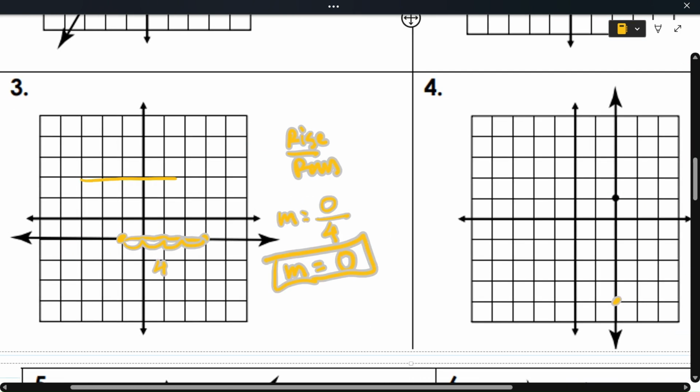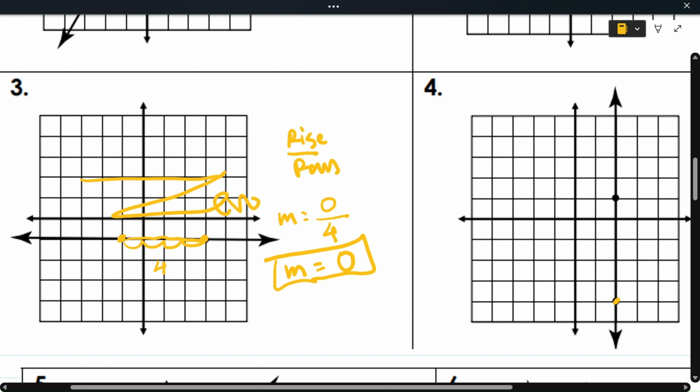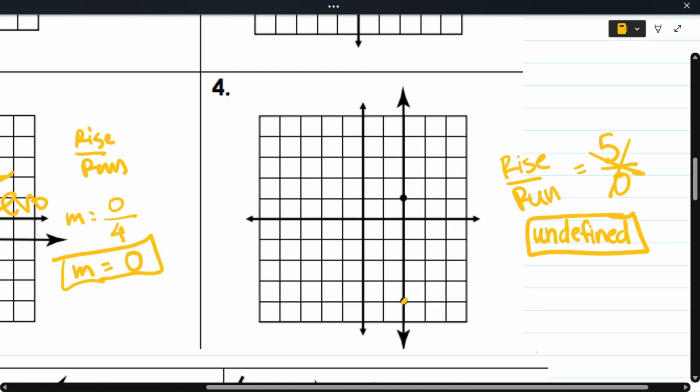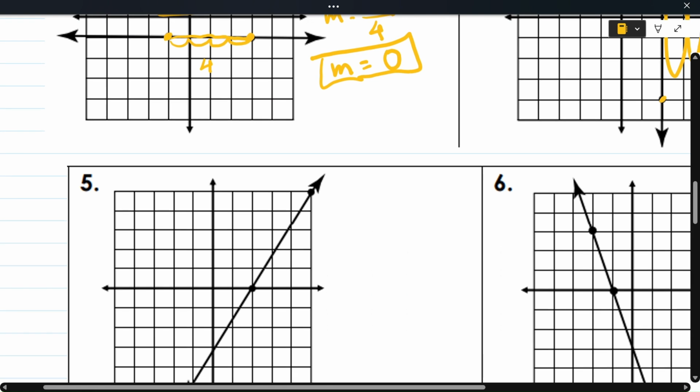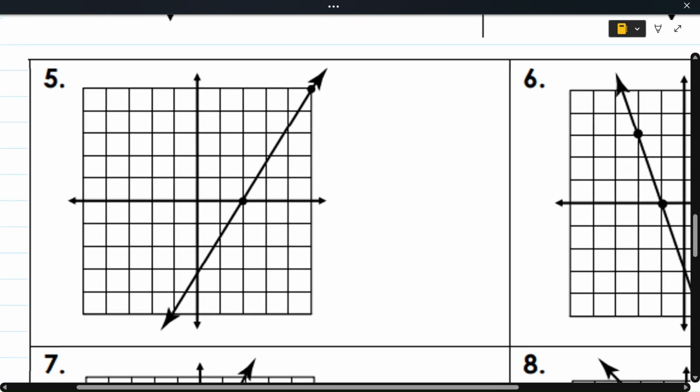Great. So horizontal lines are 0 slope. Vertical lines are undefined slope. Great. Okay, let's do some more examples.